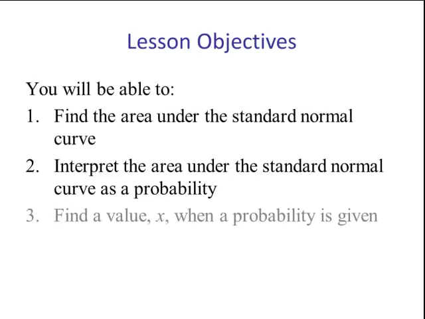Lesson objectives: find the area under the standard normal curve, and interpret the area under the standard normal curve as a probability. Let's look at some properties of the normal density curve or the normal distribution.